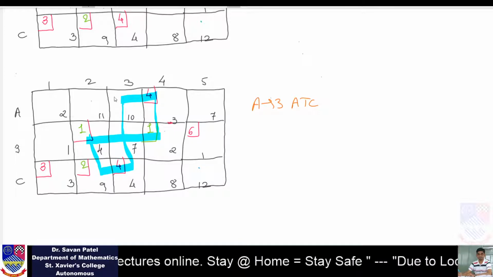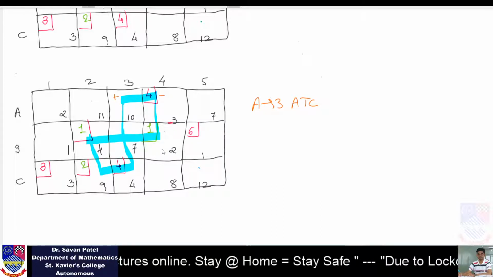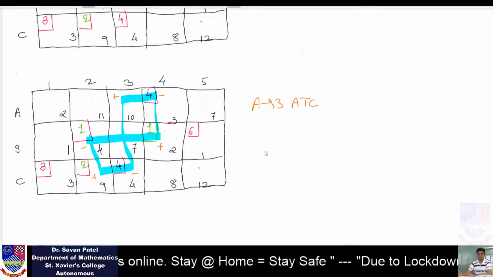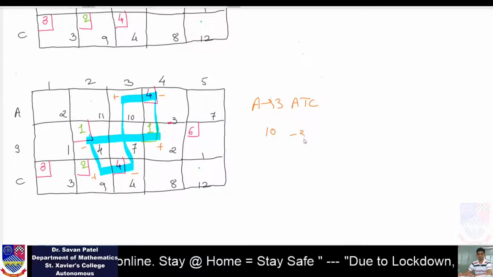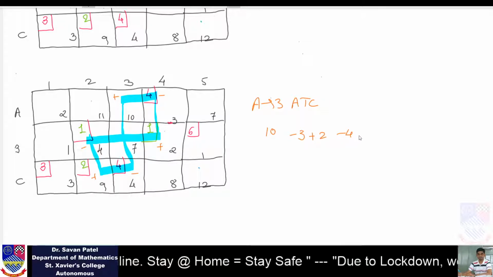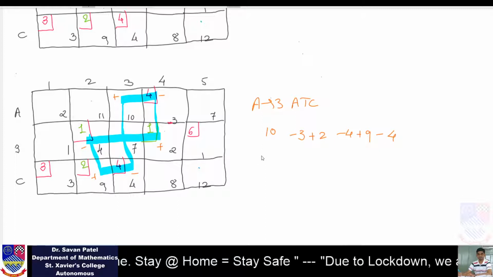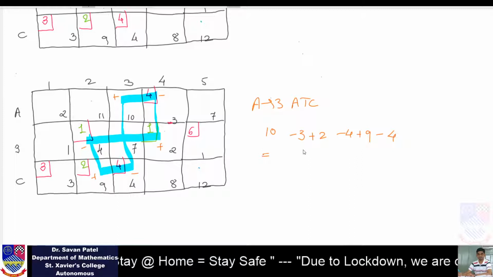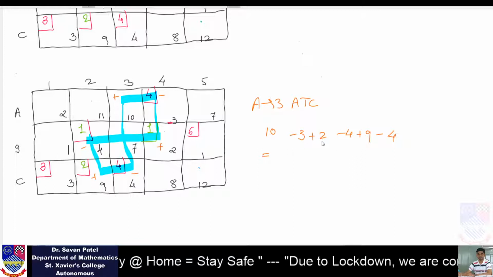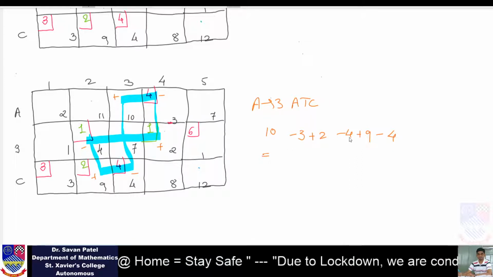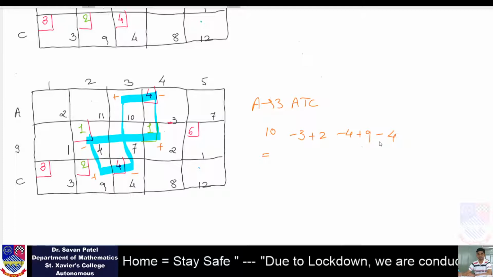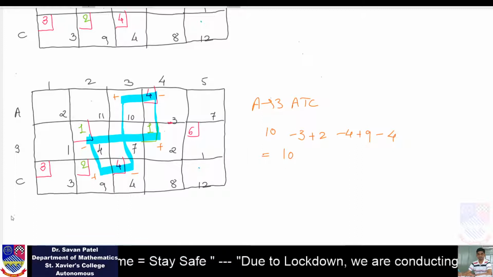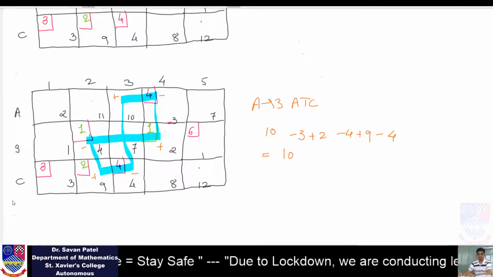So at this one I am having addition, here subtraction, addition, subtraction, addition and subtraction. So here it is plus 10 minus 3 plus 2 minus 4 plus 9 minus 4. Okay, so here it is plus 10 minus 3, so 7 plus 2, so 9 minus 4, so it is 5, plus 5, so it is 10. So here again I am getting the additional transportation cost, so we cannot transport from A to 3.